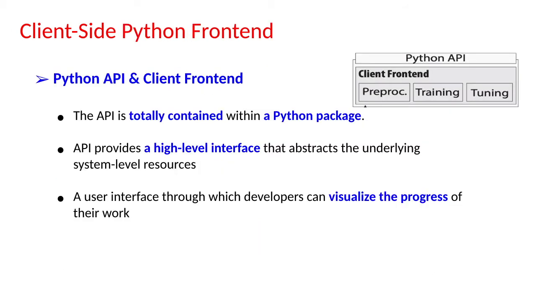The Python front API and the client frontend: the API is totally contained within the Python package. The API provides a high-level interface that abstracts the underlying system-level resources. It also provides a user interface through which the developers can visualize the progress of their work. Hence, the client-side Python frontend consists of these three main tasks, that is pre-processing, tuning, and training, and it also provides a user interface through which the developers can visualize the same.